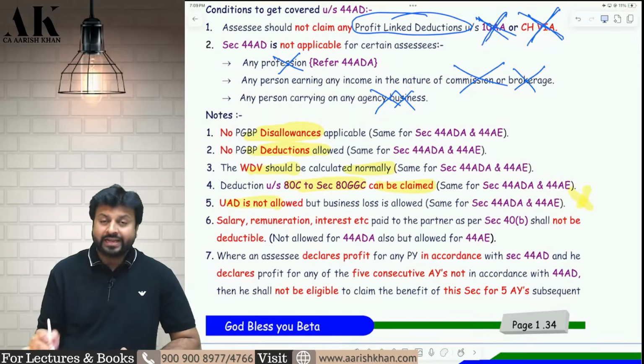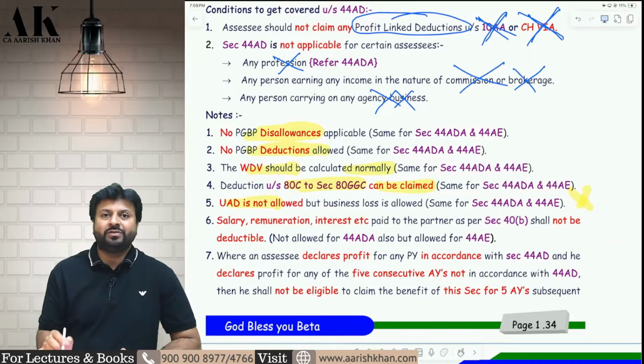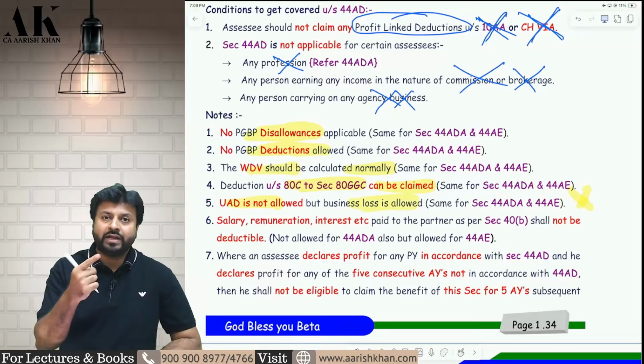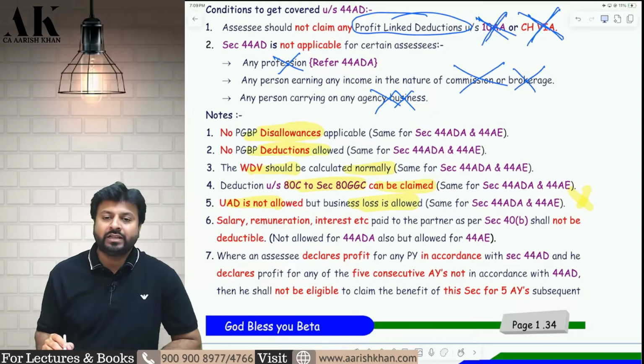UAD will not apply because again UAD comes under what? 28 to 44. UAD comes under 28 to 44 because UAD is allowed under section 32 subsection 2. Therefore, UAD will not be allowed. What about business loss? Business loss will be allowed because business loss is not covered under 28 to 44. This section only overrides 28 to 44. It does not override the entire income tax law.